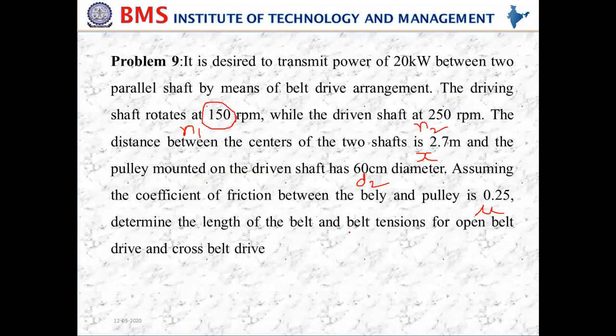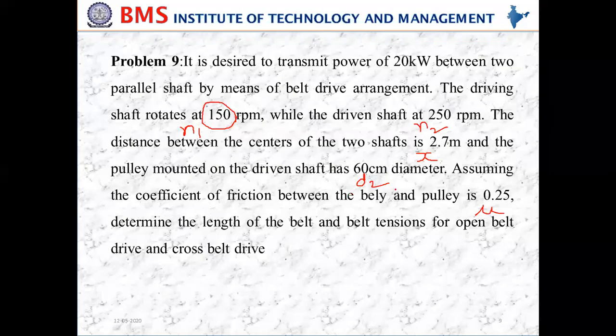For both cases, we need to find the length of the belt. For an open belt drive, the length of the belt is pi into (R1 plus R2) plus 2x plus (R1 minus R2) whole square by x. R1 and R2 are needed: D2 is given, and D1 you need to find out, that is, the radius of the driver pulley.